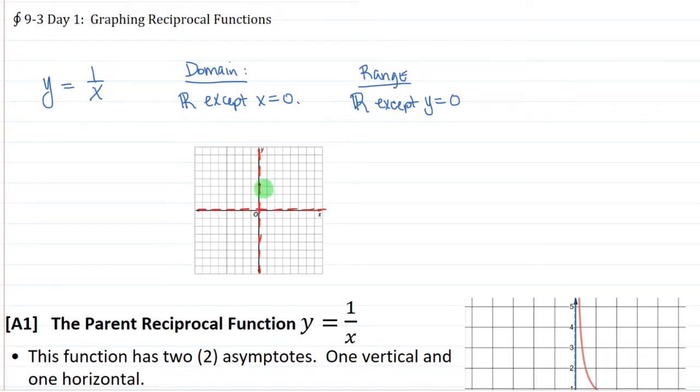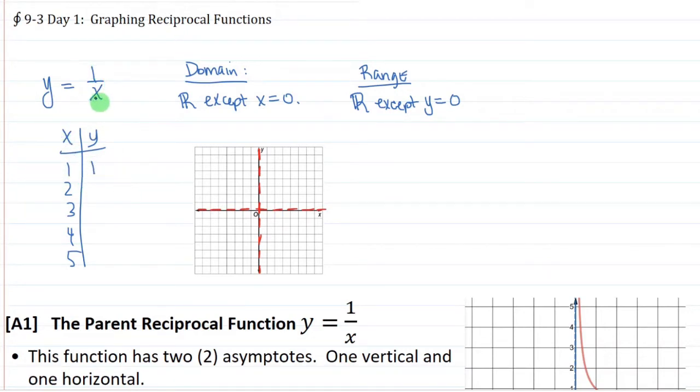So anyway, what does this function look like? Well, if you think about it, if you plug in numbers like 1 in for x, make a little table here. 1, 2, 3, 4, 5. Okay. If you plug in a 1 for x, y will be 1 over 1, which is 1.